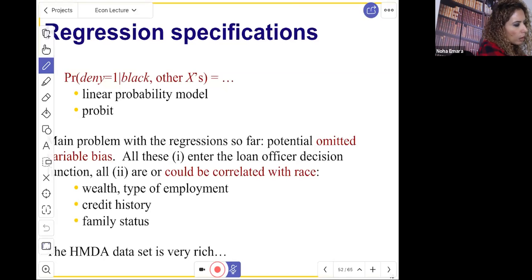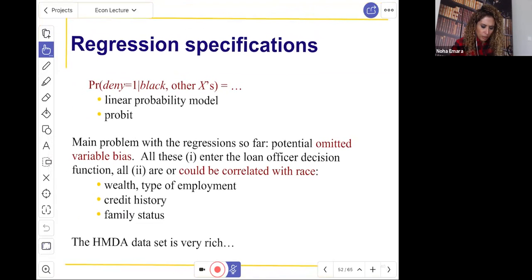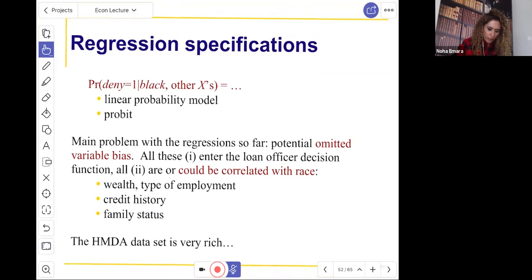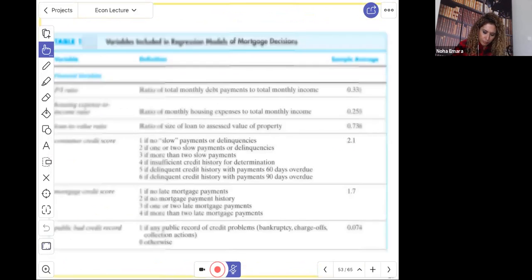Okay, here. The mortgage credit score takes 1 if you don't have any late mortgage payments. It takes 2 if there is no mortgage payment history. It takes 4 if more than 2 late mortgage payments. So according to their definition, the higher the mortgage credit score, the worse. So just don't get mixed up between how we define it in real life and how the variable is defined in the study. This is exactly on page 366, and you can check it when you read the example. Okay, and then let's see.